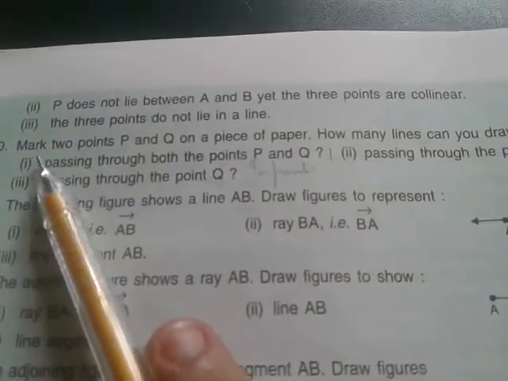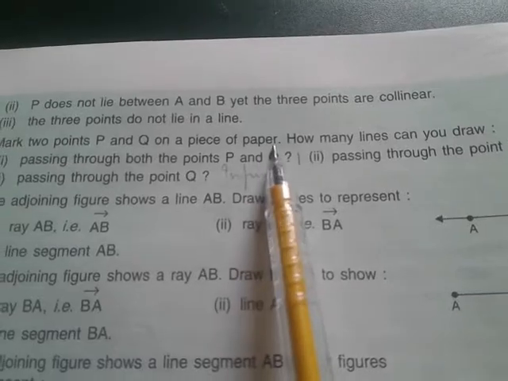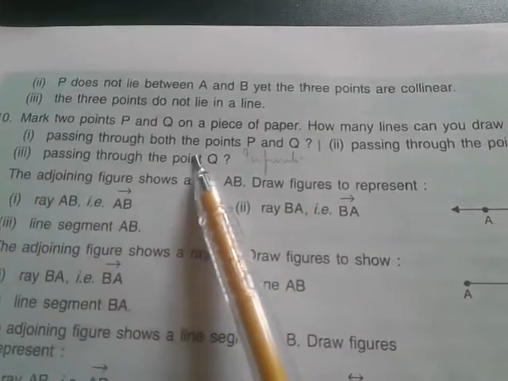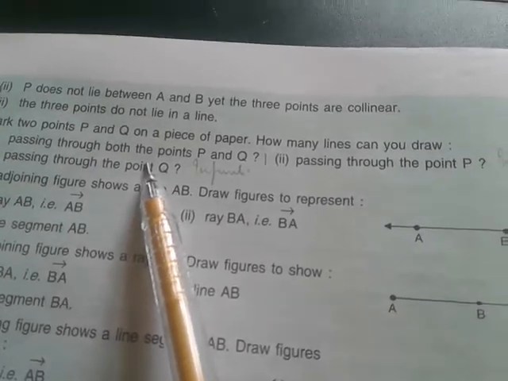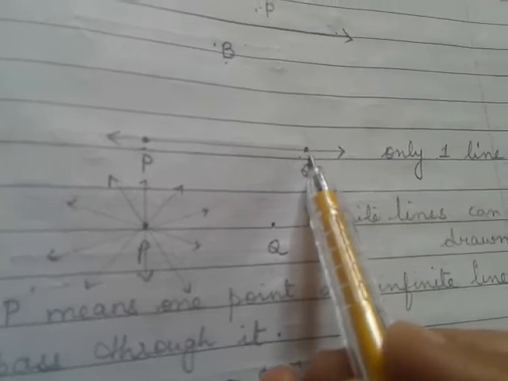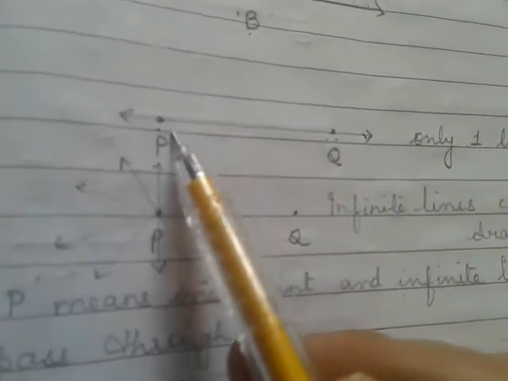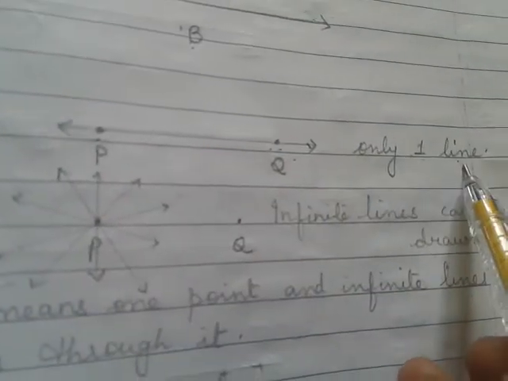Then question number 10. Mark the points P and Q on a piece of paper. How many lines can you draw passing through both the points? What I have done is draw 2 points P and Q, and try to draw lines passing through these 2 points. I have got only one line. So only one line can be drawn passing through 2 points P and Q. So the answer is only one line.